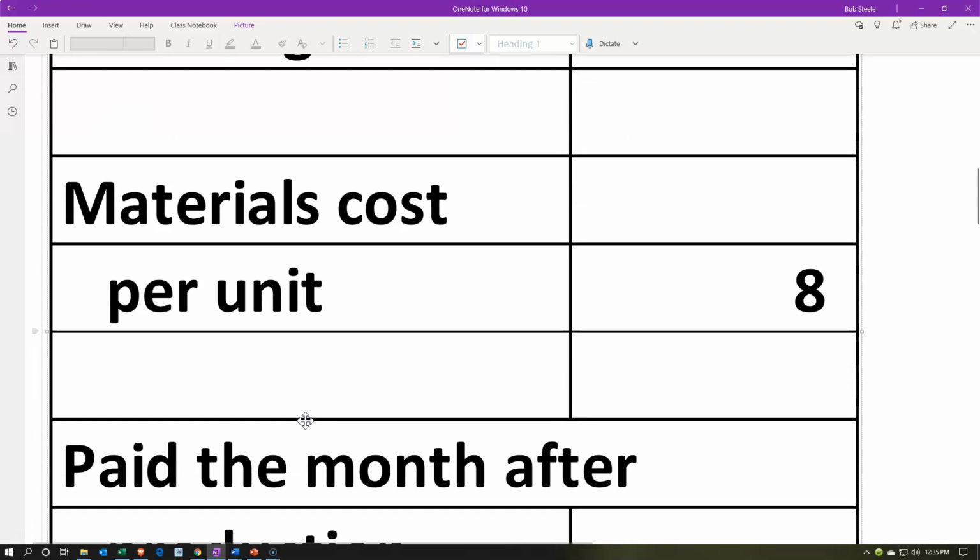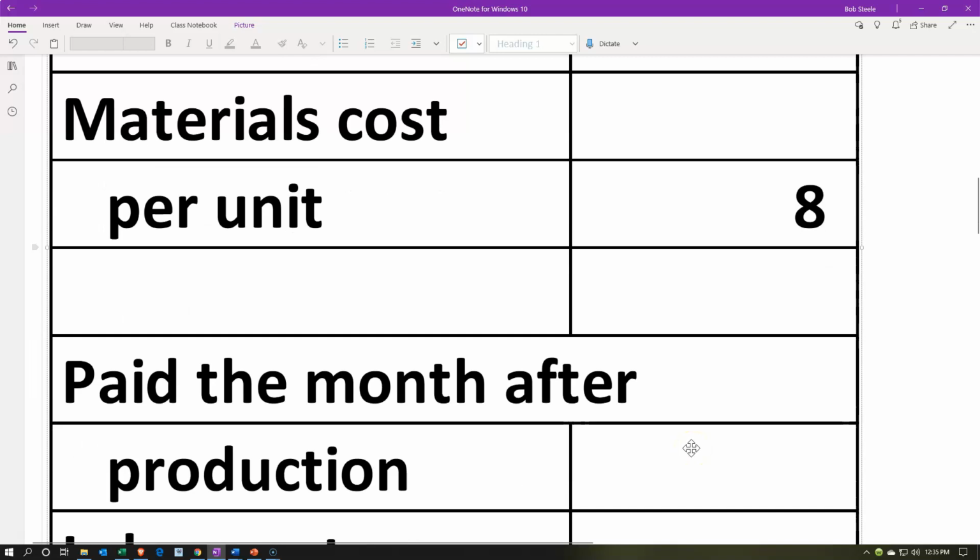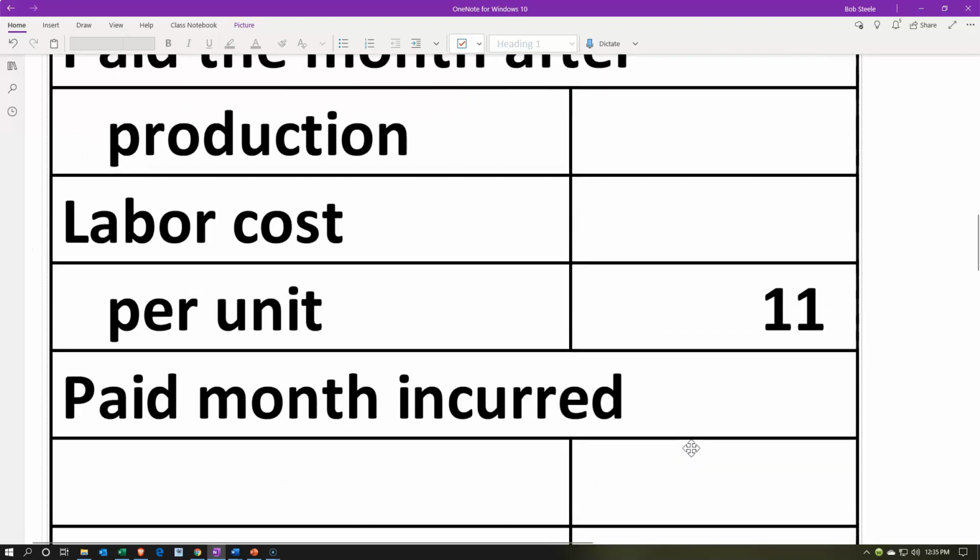And then we have the materials cost per unit is going to be $8. That's going to be the cost of the materials. They're going to be paid the month after production. That means we're going to buy the materials and then they're going to be paid for the month after, so they're going to be going through the accounts payable. So we're going to have the accounts payable. That means we're going to have a staggering process with the payment schedules as to when they're purchased, the materials going through accounts payable, and then paying them in a following period.